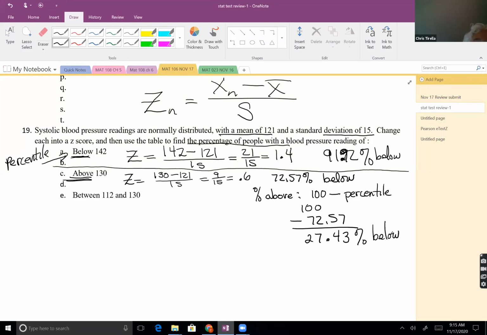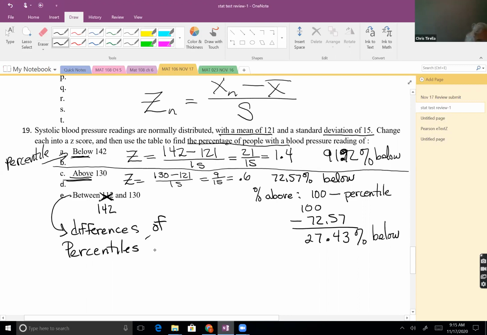So now I'm going to cheat a little bit. I think this 112 should be 142. And so for the percent between, it's going to be the differences of percentile, which are the numbers that we get. Isn't that 27.43 supposed to be above? Thank you. It is supposed to be above. I was so worried about my subtraction being wrong that I wrote it wrong. Thank you very much. I owe you. Sorry.